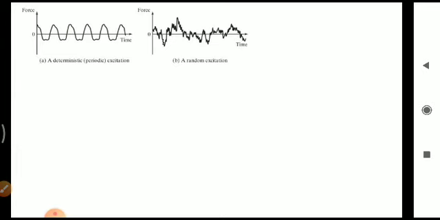In the second figure, the force doesn't have a regular pattern. Sometimes it will have the maximum value, sometimes it will have the minimum value, sometimes it will remain in the positive region, sometimes it will remain in the negative region. So it is called a random vibration. We cannot predict the nature of the vibration. That is called a random vibration. So this is all about the classification of vibration.